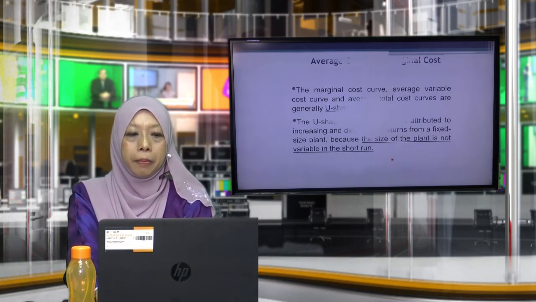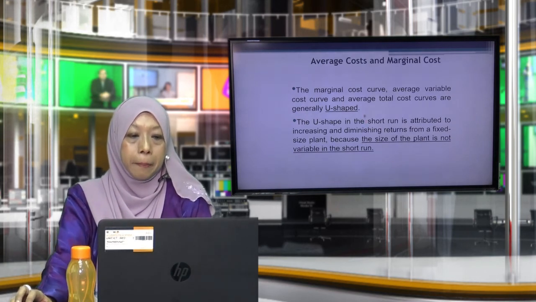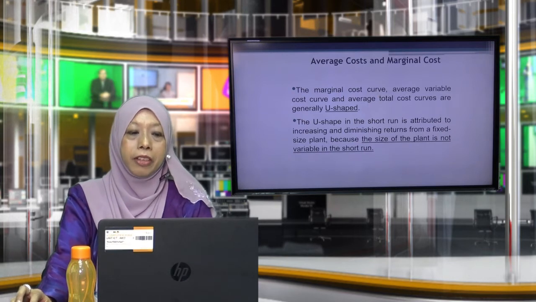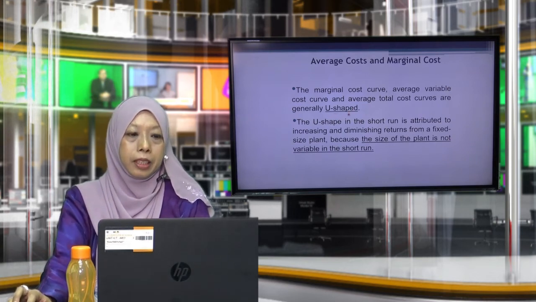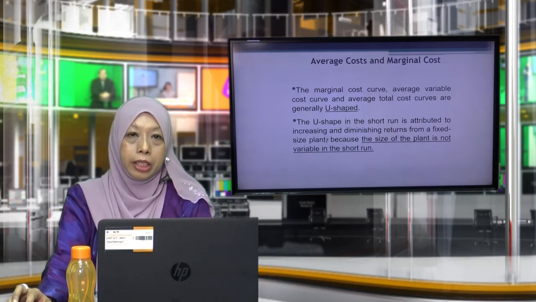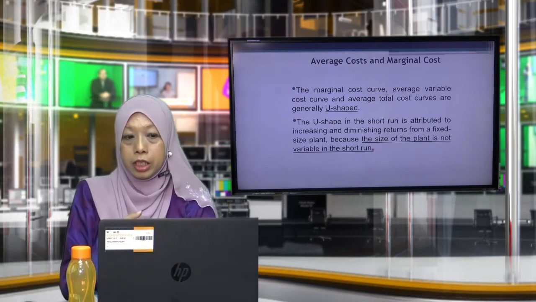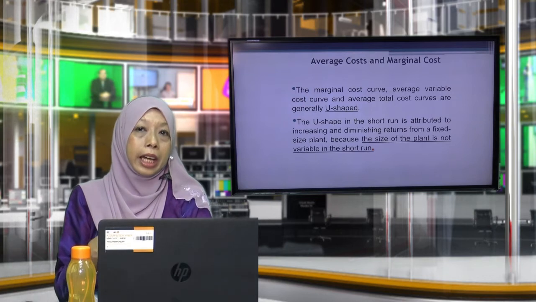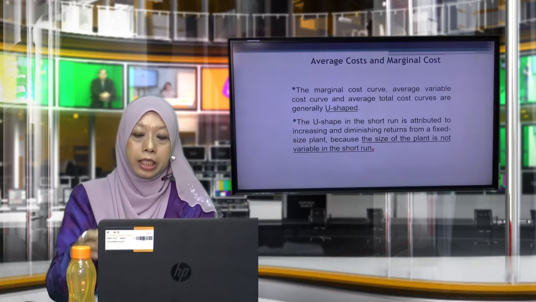What we're going to do next is look at the shape of these cost curves. Before we actually look at the graph, let me mention that the marginal cost curve, the average variable cost curve, and the average total cost curve all have a U shape. The U-shape in the short run is attributed to increasing and diminishing returns from a fixed size plant, because the size of the plant in the short run is not variable. So why are the three curves generally U-shaped? The fact that we have increasing and diminishing returns in the short run.